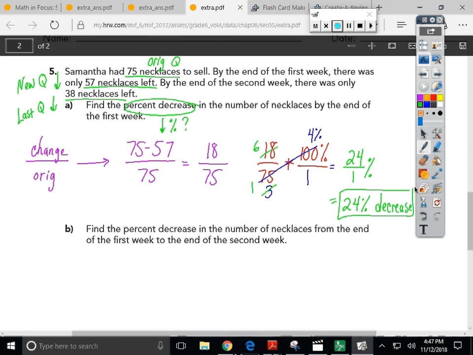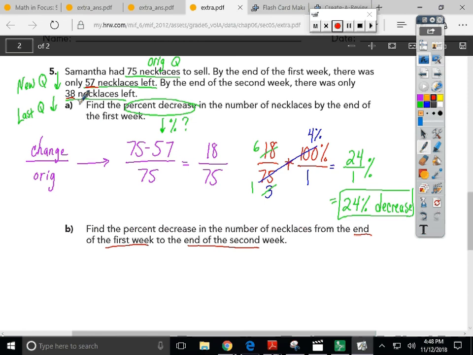We would really want to follow the same idea for this next one. But notice that it says the percent decrease in the number of necklaces from the end of the first week to the end of the second week. So you're going to be using some different information. The end of the first week, end of the first week, end of the second week. Well, what number belongs with the end of the first week? End of the first week, 57. End of the second week, oh, 38.